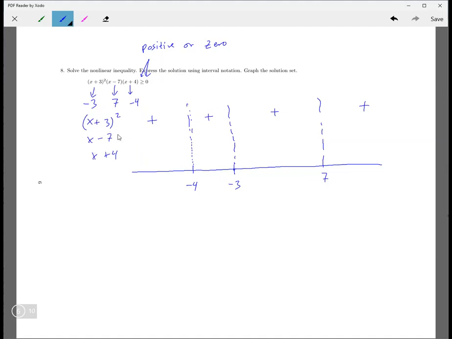Okay, here x - 7. That is going to be negative up until it reaches 7, at which point it's going to be positive. So if this number here is greater than 7, like 8, 8 - 7 is 1, which is positive. But if this number is less than 7, then you're going to be negative. Here, it changes sign right here at the -4. So that's what the sign looks like there.